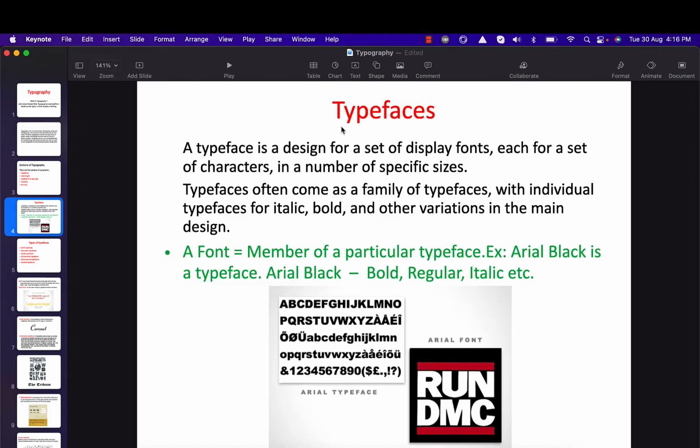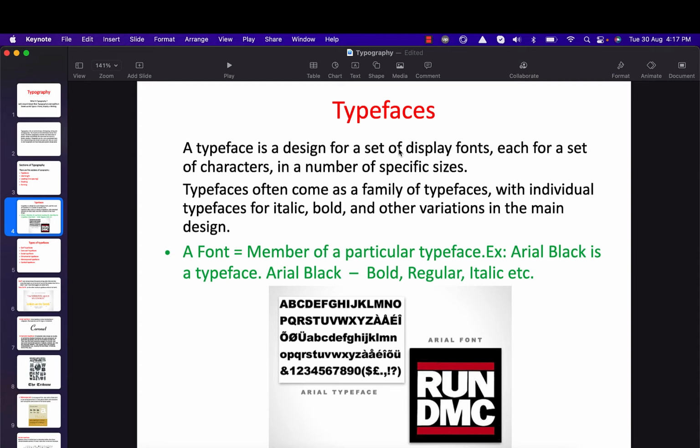Then we have typefaces. A typeface is a design for a set of display fonts. We have various kinds of typefaces on the internet, even on Google Fonts or Adobe Fonts. Those are called typefaces, like Arial. Arial is a typeface. In Arial, if there are different varieties, we call that a font family. So a typeface is a design for a set of display fonts.